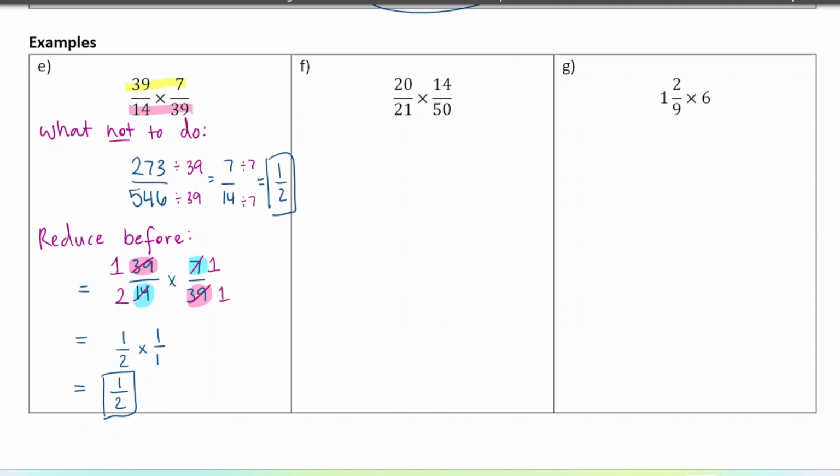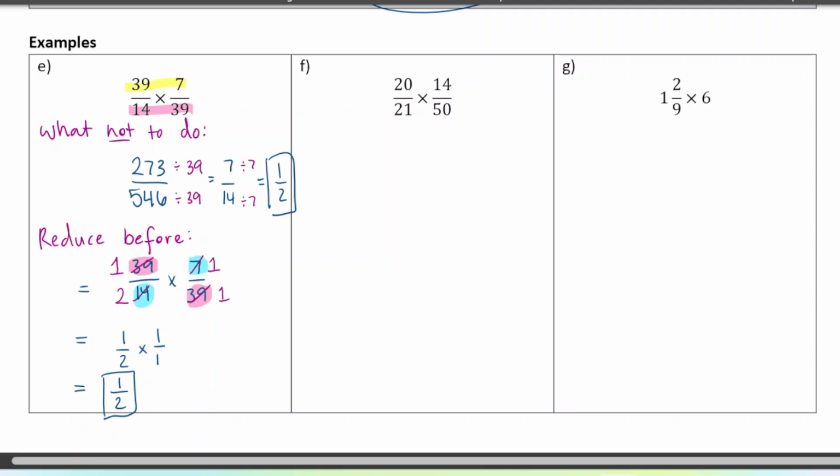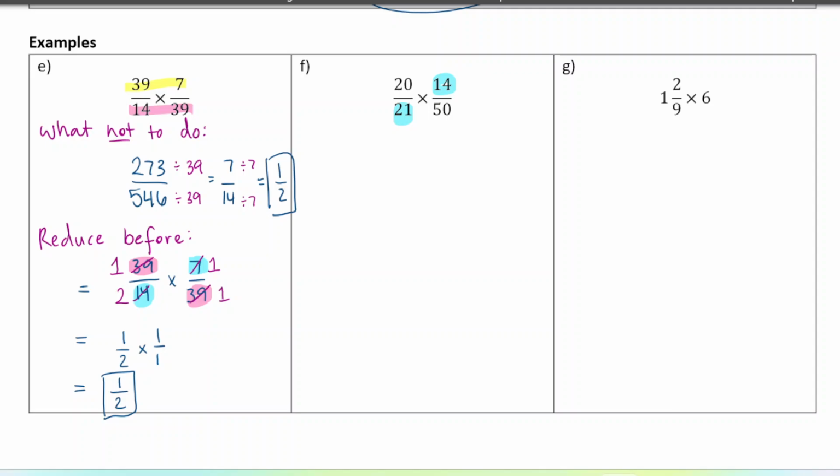Okay, let's practice doing that a couple more times. So remember, you can reduce anything that is in the numerator with anything that is in a denominator when you're multiplying. So here, I'm going to look at my 21 and 14. We can see that we can divide those by 7. So if I divide 14 by 7, I get 2. And if I divide 21 by 7, I get 3. Okay. And then let's look at the other two numbers, 20 and 50. As long as one's in the numerator, one's in the denominator, we can reduce them. We can divide both of those by 10. So we get 2 and 5. So what I'm actually multiplying by here is 2 over 3 times 2 over 5.